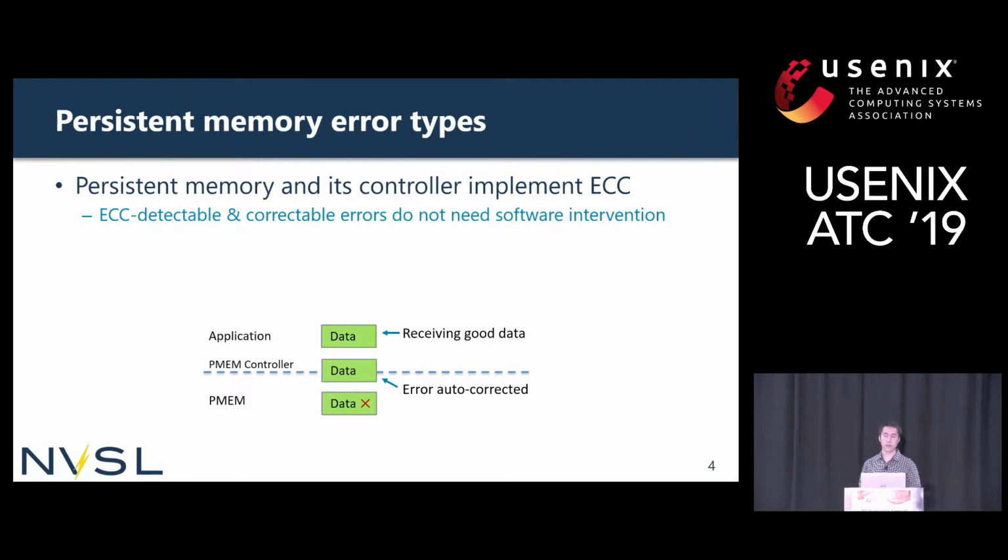The first type of error is both detectable and correctable by the hardware ECC algorithm. In this case, the application will simply get good data without even knowing an error has happened. This requires no further processing from the software.